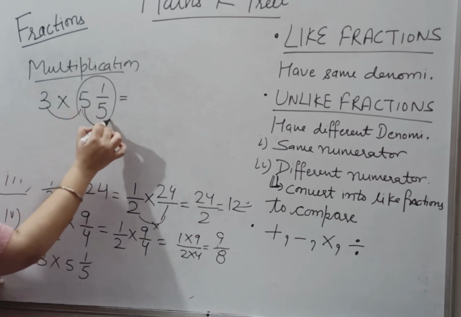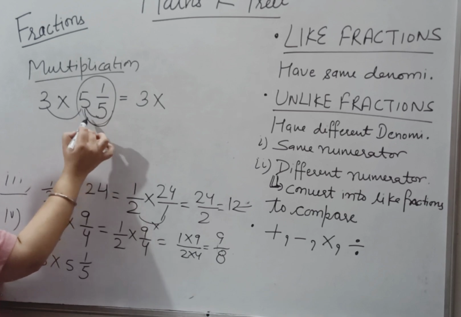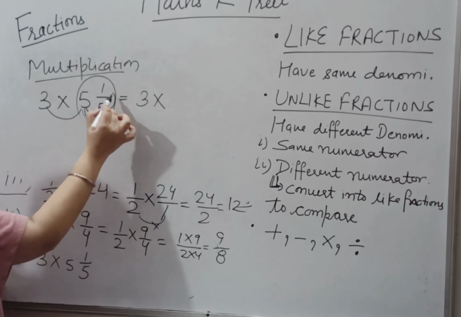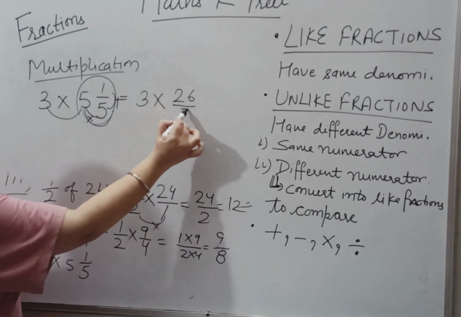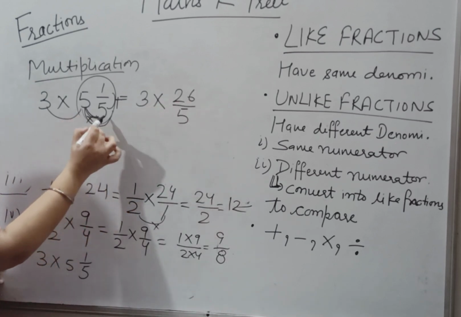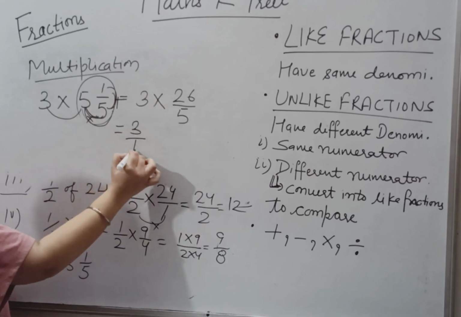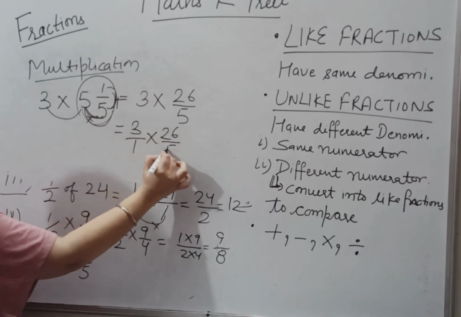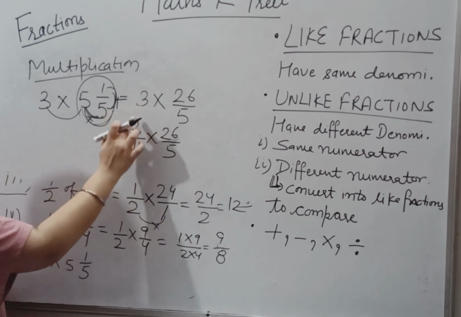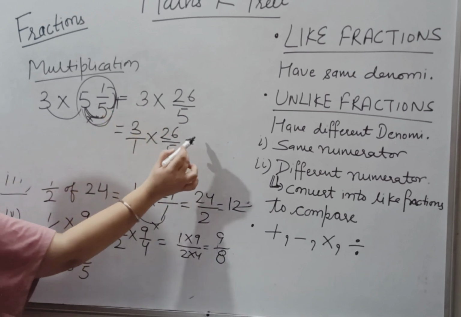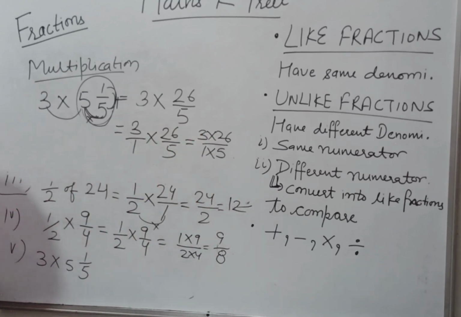We will just make this mixed fraction into improper first. So 5 5s are 25. That 25 will get added into 1. That is 26 by 5. 5 5s are 25, 25 plus 1 is 26. Now I can write this with 1 in the denominator, nothing will change. So now we will multiply 3 into 26, 1 into 5. You will get the answer.